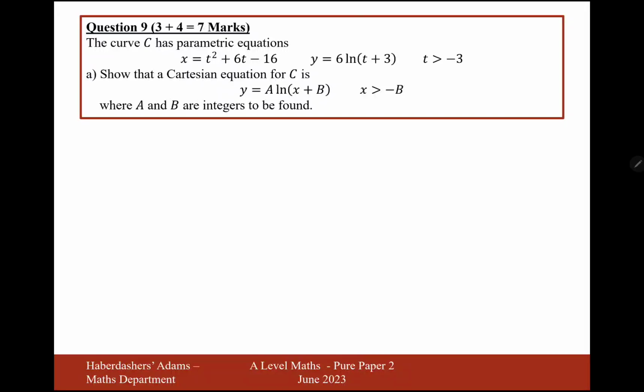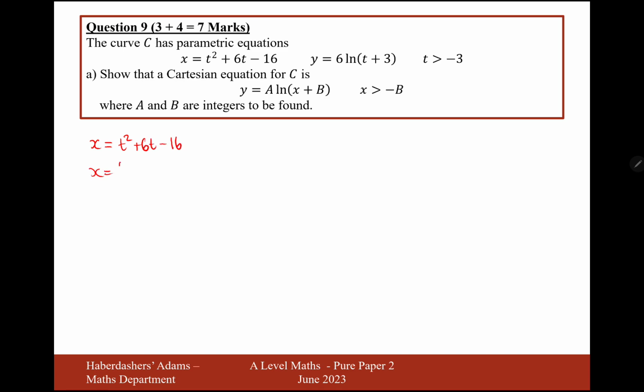The curve C has these parametric equations. Show that the Cartesian equation for C can also be written like this, where A and B are constants. So what we're going to do is rearrange the x equation and substitute it into the y equation. So x equals t squared plus 6t minus 16.